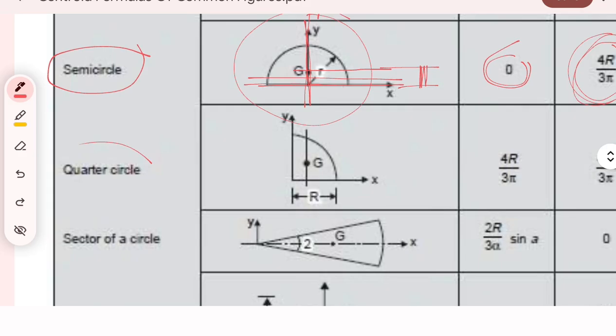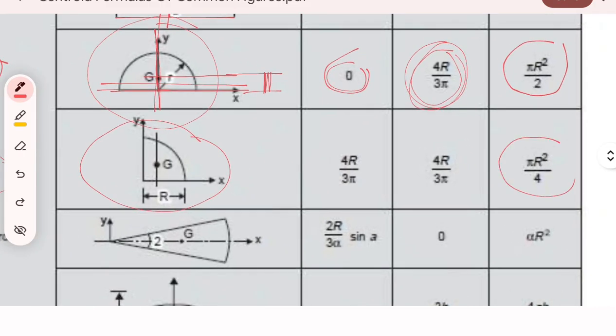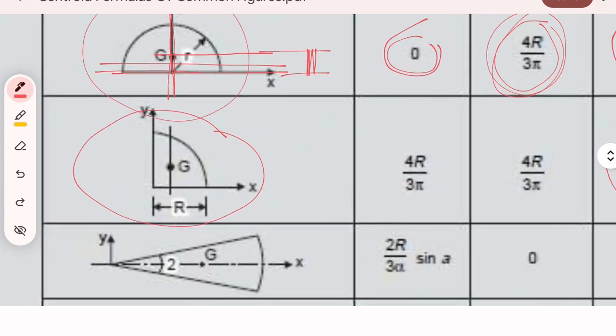What about if it is a quarter circle like this one? The quarter circle. What is the area of the quarter circle? The area of the circle is pi r squared. Then you divide it by 4, so that will be the area of the quarter circle. Now, what is the location of its centroid? The centroid is at point G.